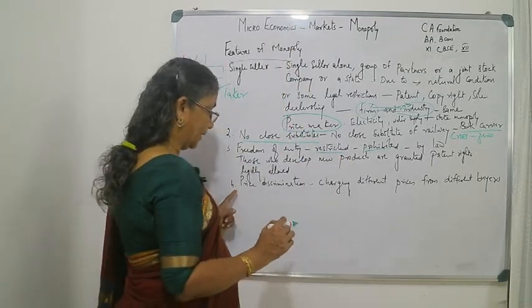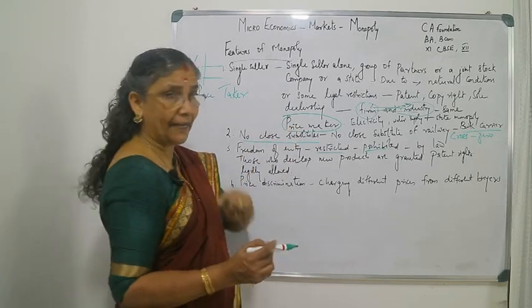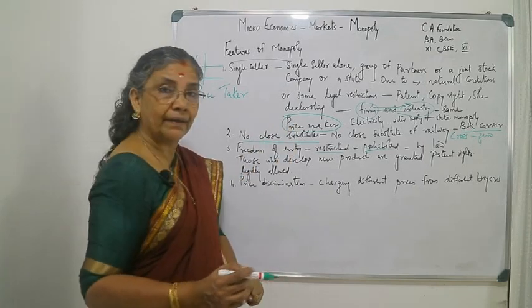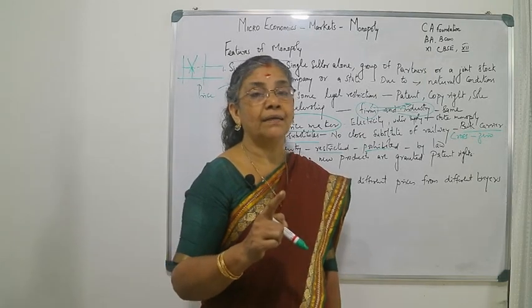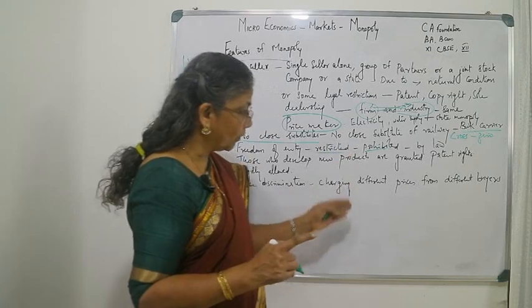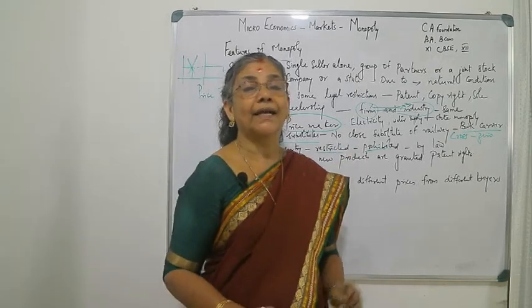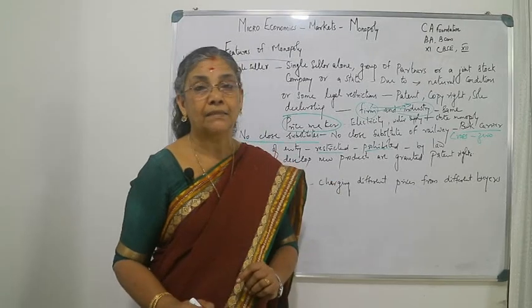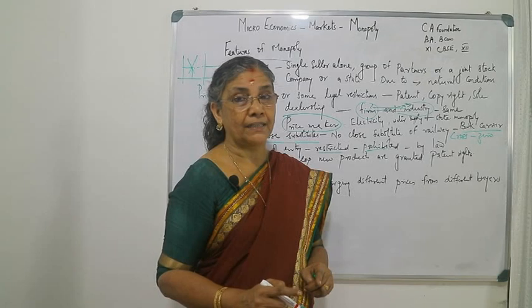Then coming to the next point, the price maker. What about the price maker? The monopolist is the only seller, there are no close substitutes, and there is no freedom of entry and exit. Connected to this, what is a price maker? He has full control over the price of the commodity.